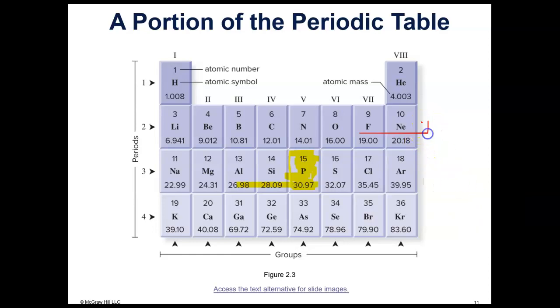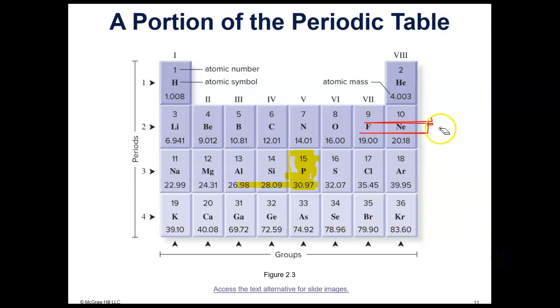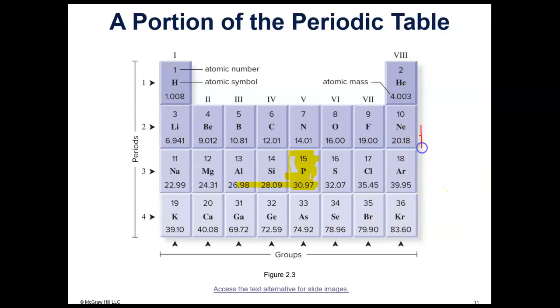protons for phosphorus, oh my goodness, sorry about that. All right, try this again. If we want to find the number of protons for phosphorus, the number of protons is going to be the same as the atomic number, which is 15. Oh my gosh. So let me try this again.